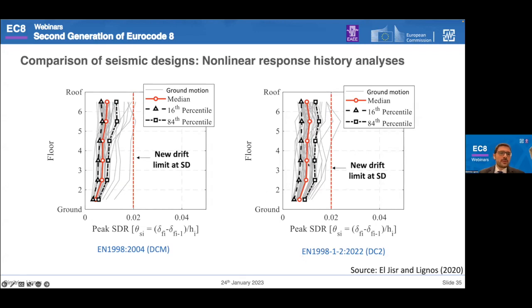One thing to note, though, is that there's a slight increase in the variability of the response due to the ground motion content compared to a DCM design, but this variability is not very large.